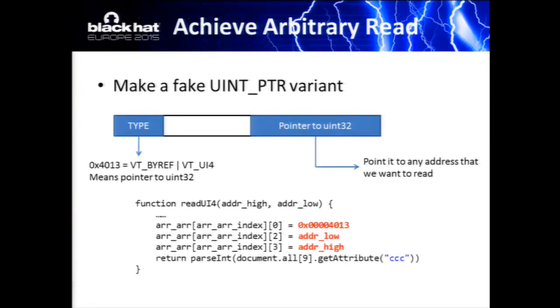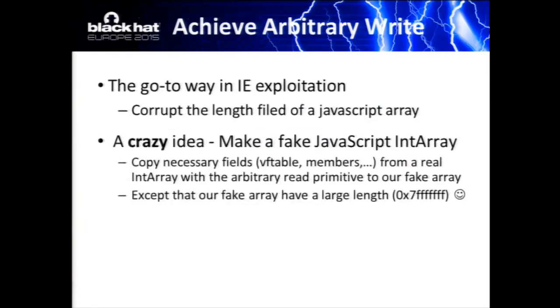Something more to say, because we are exploiting a 64-bit Internet Explorer, the address is 8 bytes long. So here you can see the address low and the address high. Using this function, we can achieve arbitrary read. So we get the ability to read arbitrary memory. Next, we want to achieve arbitrary write to continue our exploit.